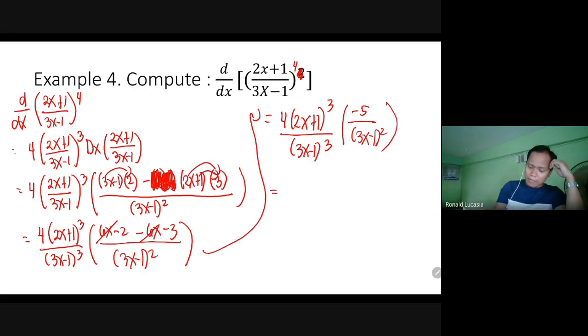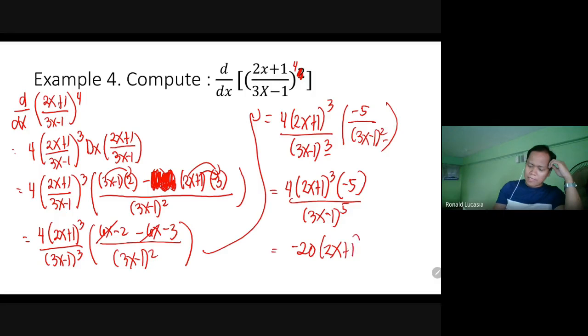So this is equal to 4 times 2x plus 1 cube, may negative ka sa kabila, over 3x minus 1, may 3 ka, may 2 ka, so magiging 5 yan. So this will be equal to negative 20, 2x plus 1 cubed over 3x minus 1 to the 5th power.